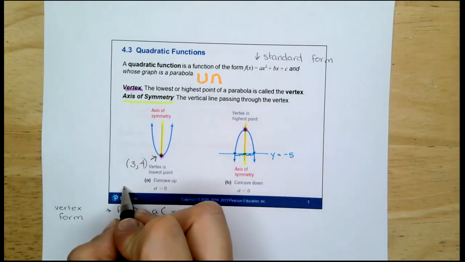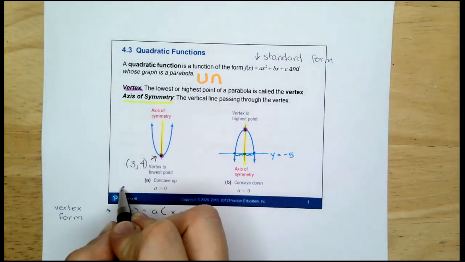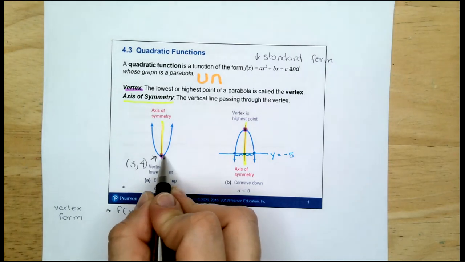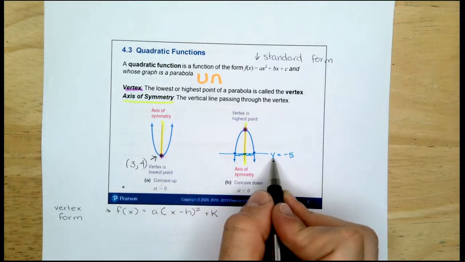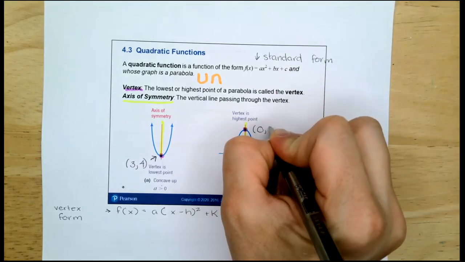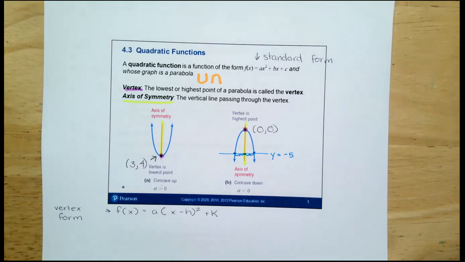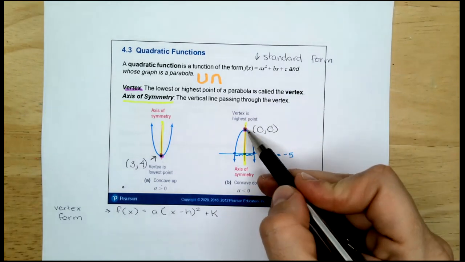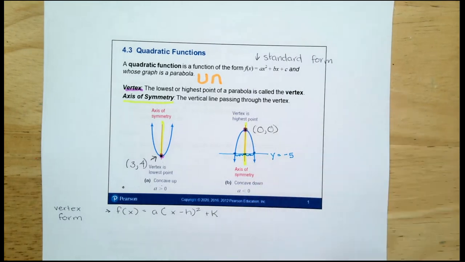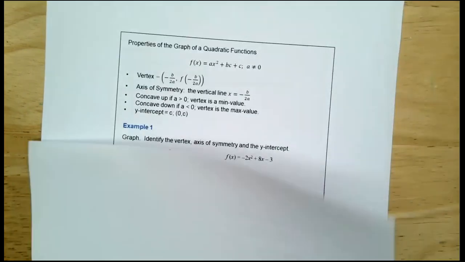Okay, that means from my origin, I went over 3 on the x, up 4 on the y, right? It's just a point. I said this is y equals -5, so maybe this vertex is at the origin of 0, 0. Okay? So what is the x, and what is the y of your vertex?